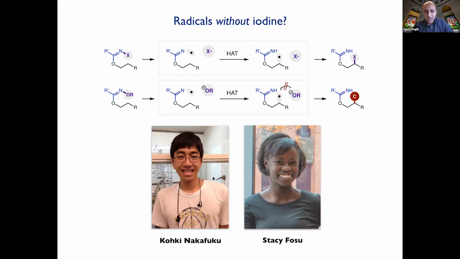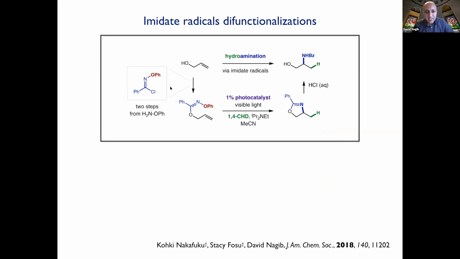And so this was the work of Koki and Stacy. They had this idea, which was a pretty clever one, to start with an acyl chloride looking oxime to make this oxime imidate. And just as a brief aside, from C-H functionalization, we could do functionalizations across an alkene.